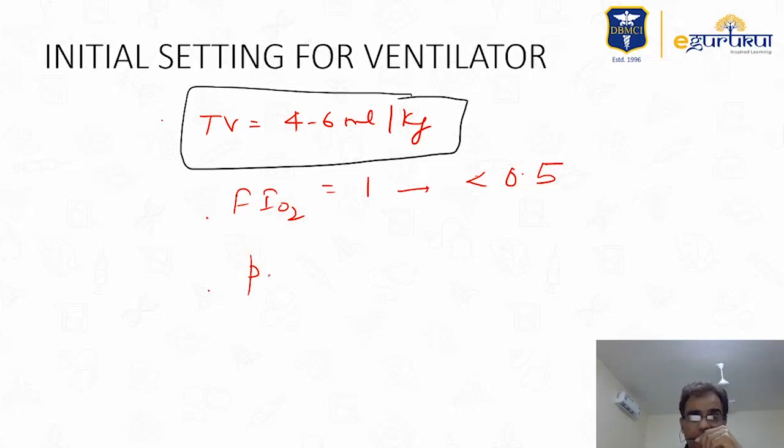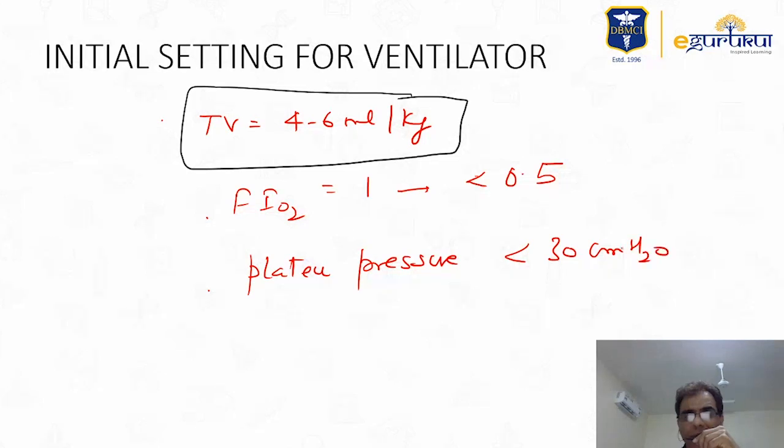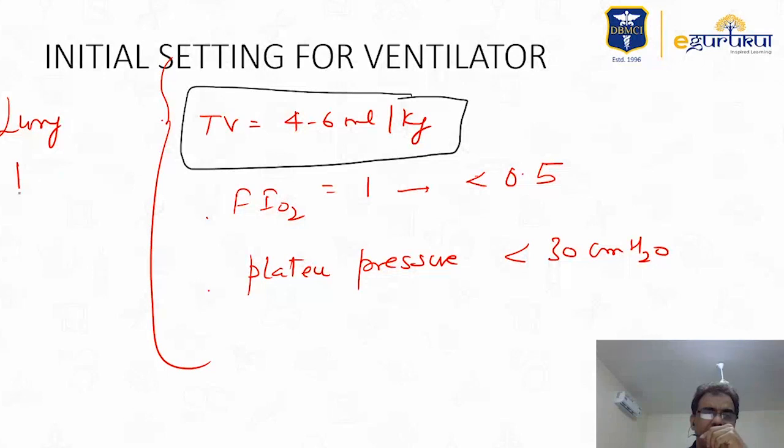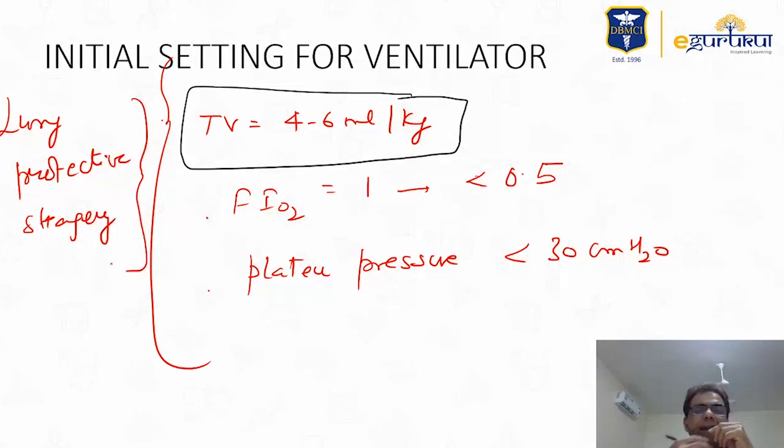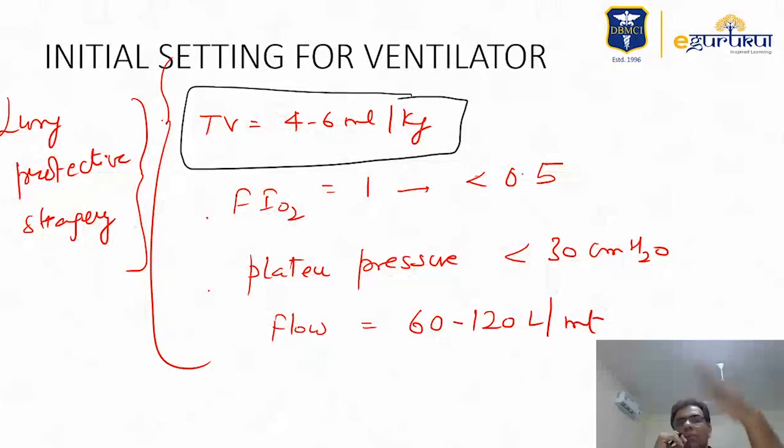And very important, try to keep your plateau pressure to less than 30 centimeter of water, and this is called lung protective strategy. So all ARDS patients, including COVID patients, we have to go for lung protective strategy. Tidal volume 4 to 6 ml per kg, FiO2 to begin with 1, but as soon as possible go for less than 0.5, and plateau pressure should be less than 30, and flow should be high, usually 60 to somewhere 120 liters, because their requirement may be high, so they may require high peak inspiratory flow to deliver the same tidal volume. So flow somewhere from 60 to 120 liters per minute.